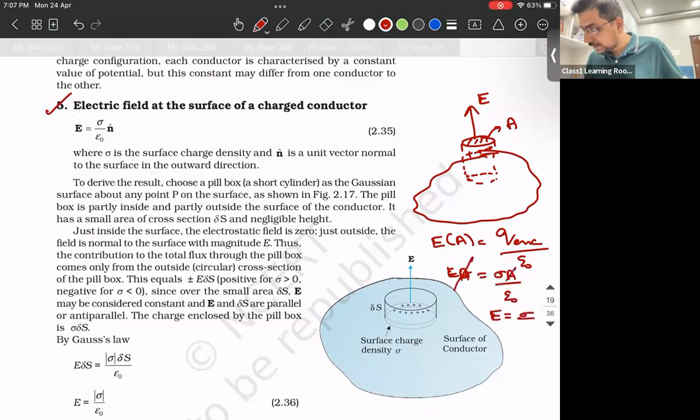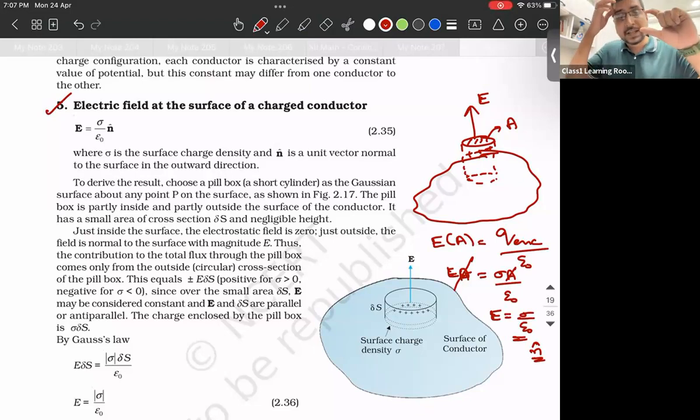A and A will get cancelled. Electric field will be sigma divided by epsilon naught times n cap. Why sigma by epsilon naught times n cap? Because sigma by epsilon naught is a value, and n cap is the unit vector in the perpendicular direction to the surface.